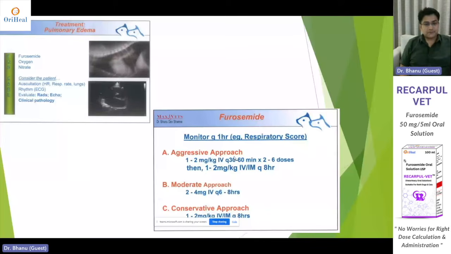But yes, if you do the treatment properly, which in cases of congestive heart failure would mean good diuretic therapy, good oxygenation, and management of the body temperature. So if you stick to these treatment protocols properly, a lot of them do show good recovery.